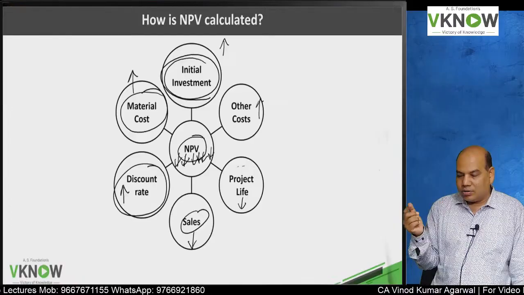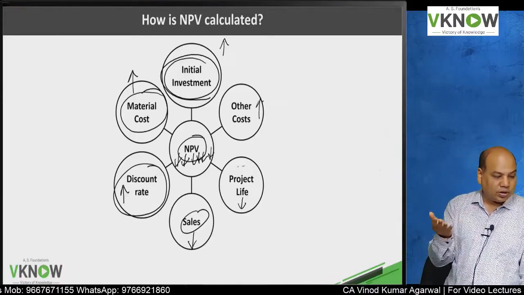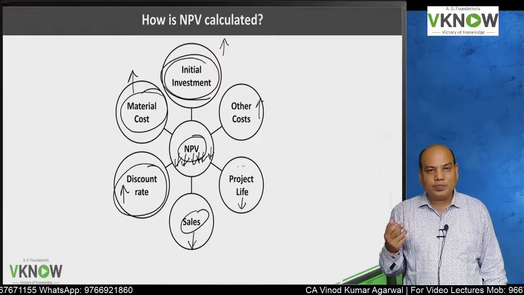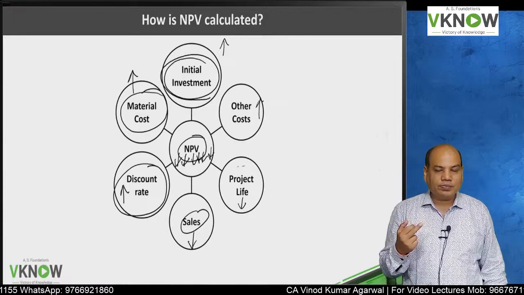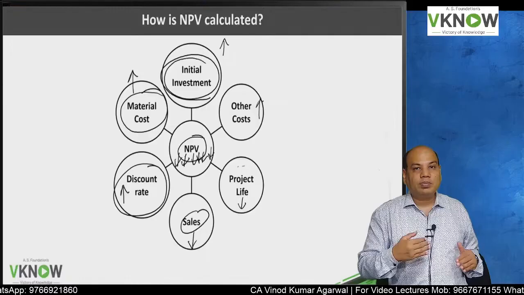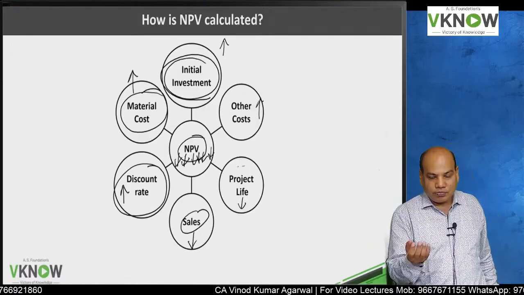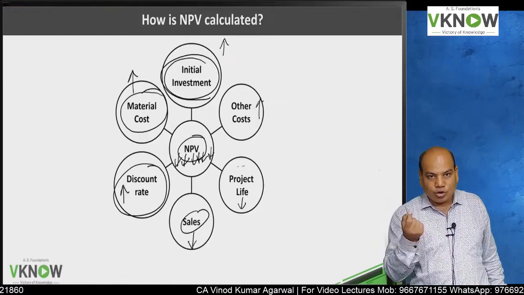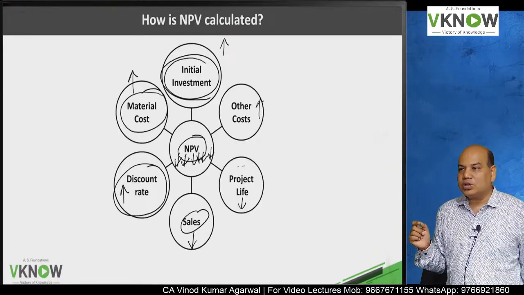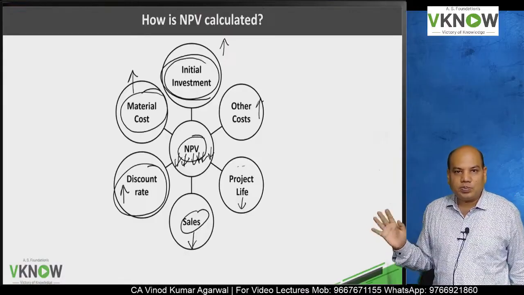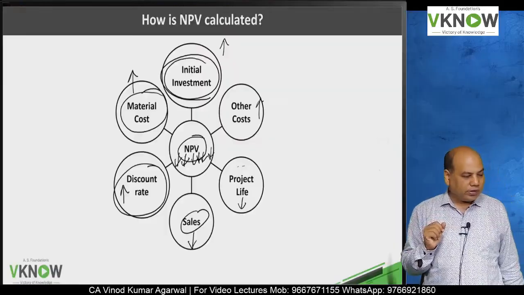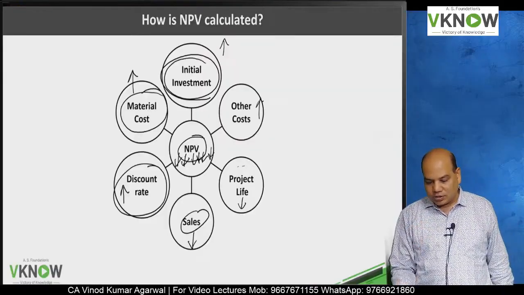Material cost, for example, can rise also, can fall also, but my NPV will be adversely affected if material cost rises. So two types of questions we will solve. One is, what is the maximum increase in material cost in percentage terms so that my NPV does not become negative, or if material cost increases by 5%, by what percentage my NPV will be affected. So that is called sensitivity analysis.